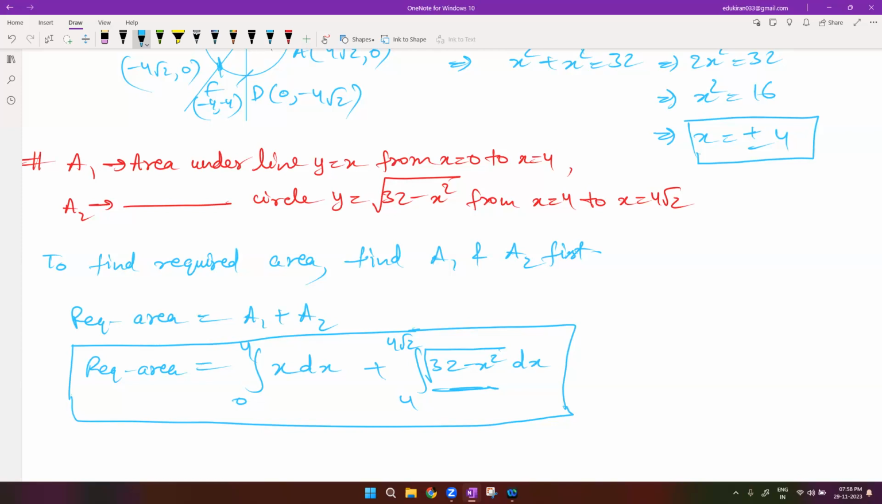In those cases, you will be given 2 curves. They will give you one circle, one parabola, and then you will have to find the area between them. So the calculation is more, but the concept is the same. Don't worry about the concept. Whatever you are doing right now, you have to do the same. Just this equation will be a complex one.